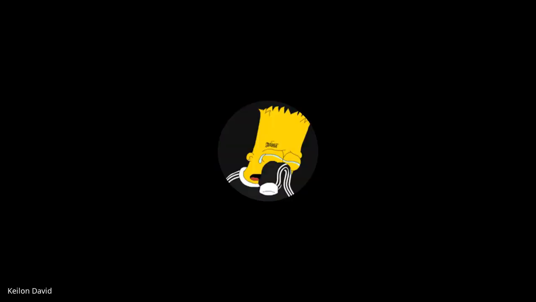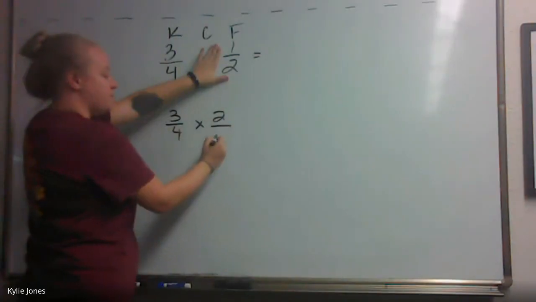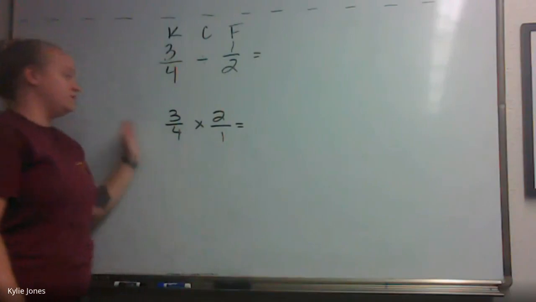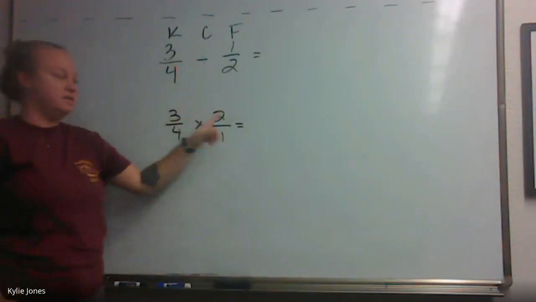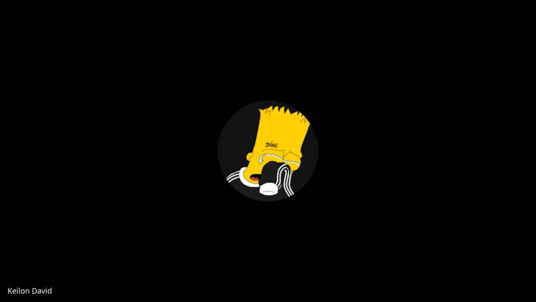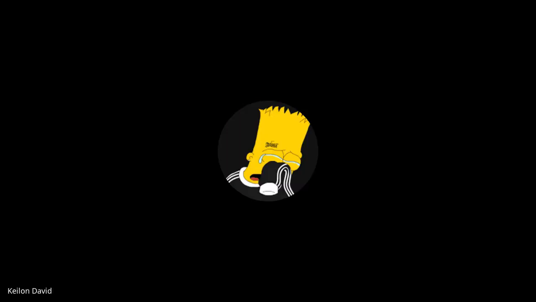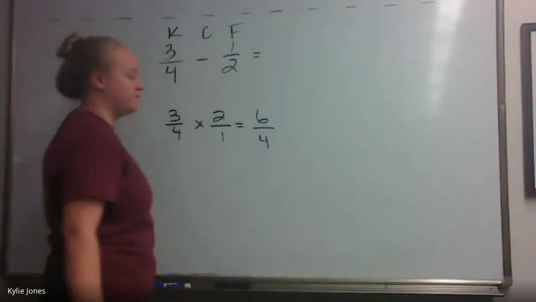Flip it around. Flip it, so the 2 is on top and the 1 is on the bottom. And now that we're here, we can multiply straight across. What is 3 times 2? 6. What is 4 times 1? 4.